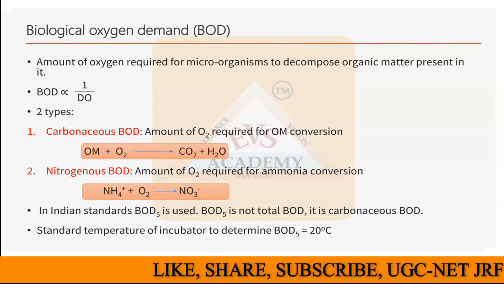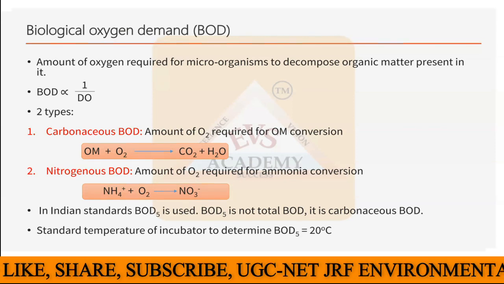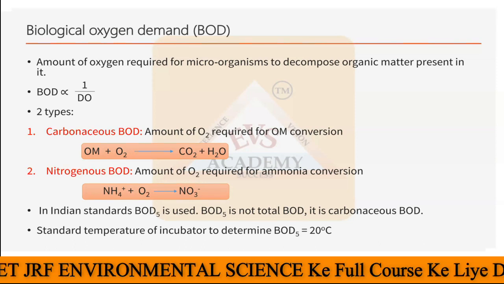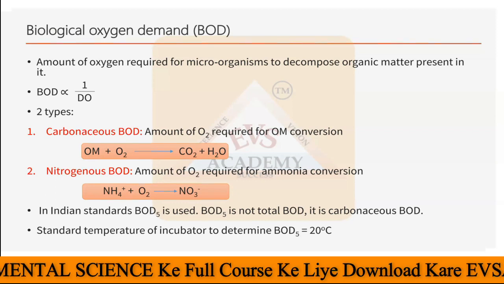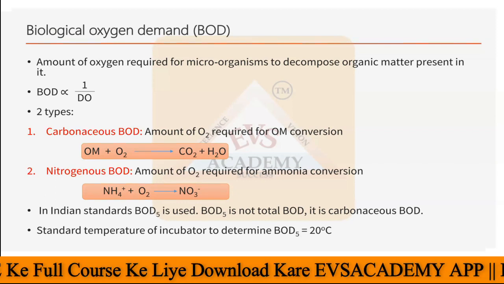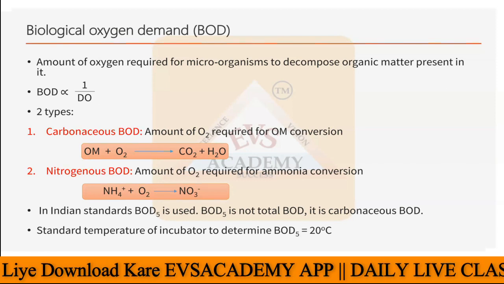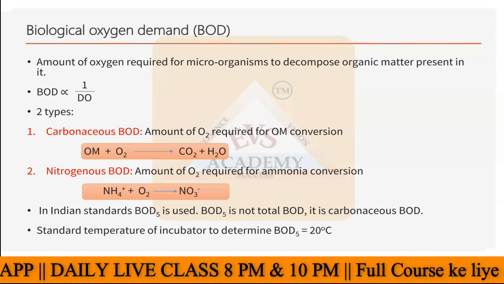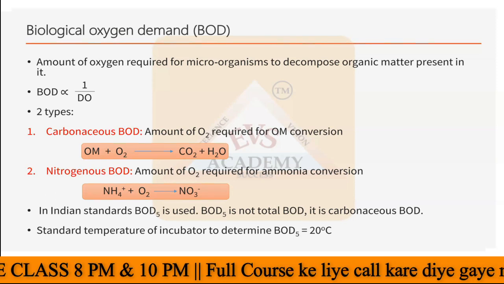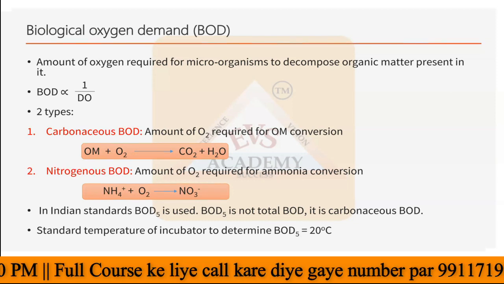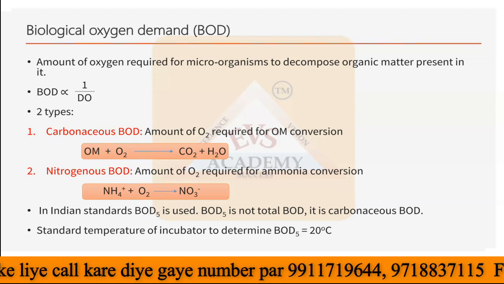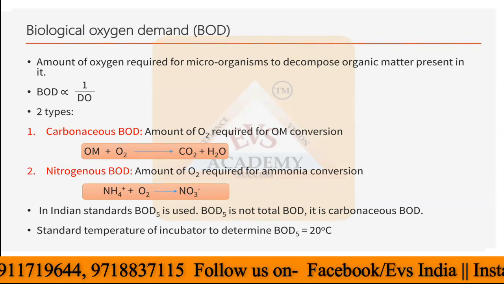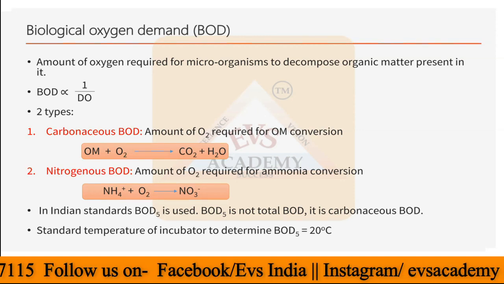And this BOD is also divided into two different types. One is called carbonaceous BOD, and the other is called nitrogenous BOD. Carbonaceous BOD is the amount of O2 required for organic matter conversion. So here, organic matter plus O2 will create CO2 plus H2O. Then we have nitrogenous BOD, which is the amount of O2 required for ammonia conversion. So here, NH4 plus O2, oxygen, is converting into nitrate. This is the ammonium conversion, and that is called the nitrogenous BOD.